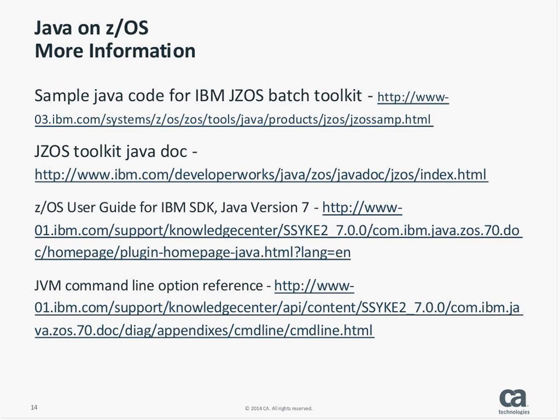There's other more general documentation for Java version 7. It tells you a lot of stuff about how to install and how to configure the JDK. The command line options are all documented here in this link.